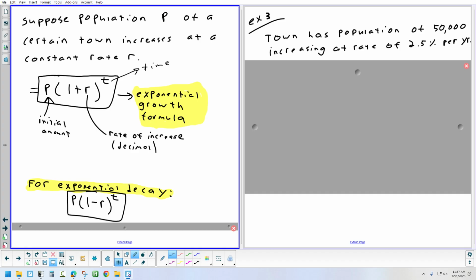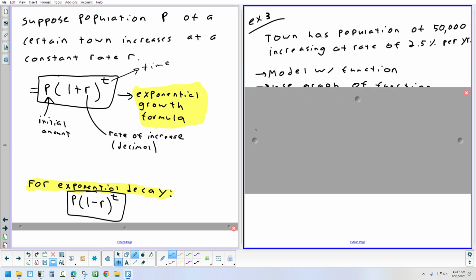If they say something like you have a town with a population increasing at 2.5% per year, and then they ask you how many people will you have at the end of 36 months, you can't plug in 36 for T. You'd have to change months to years. Any question on that? So you have to use the same unit that they use in their problem.